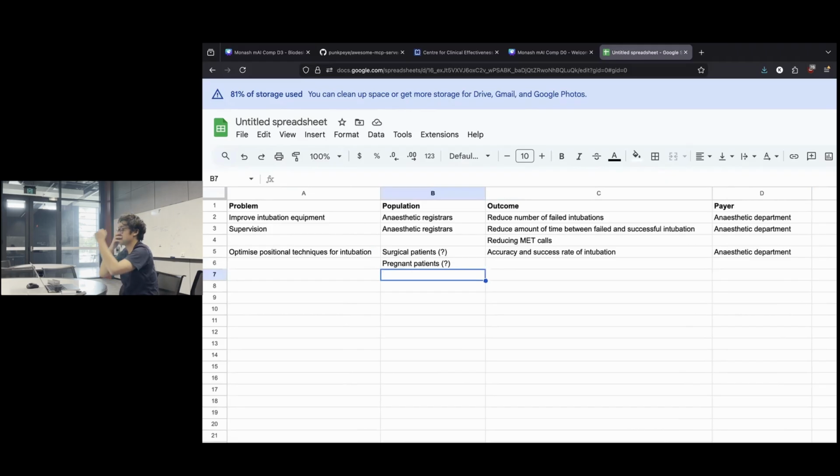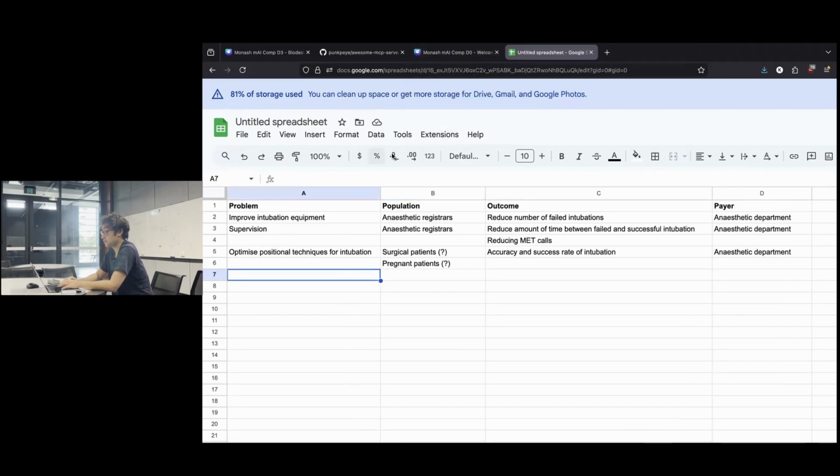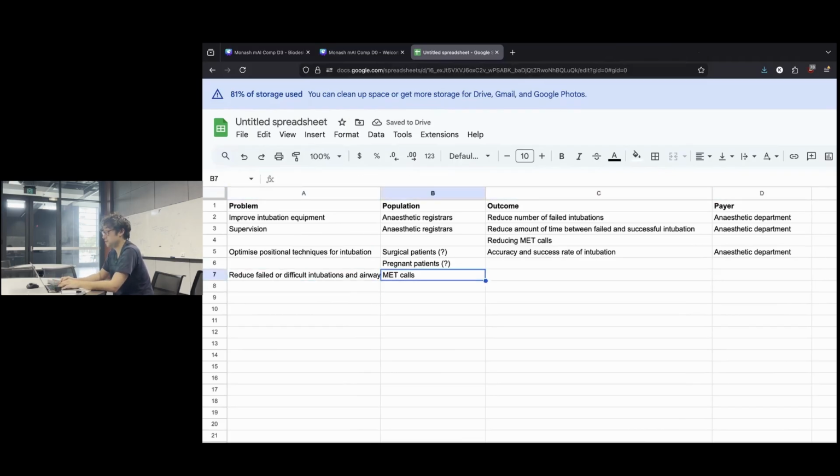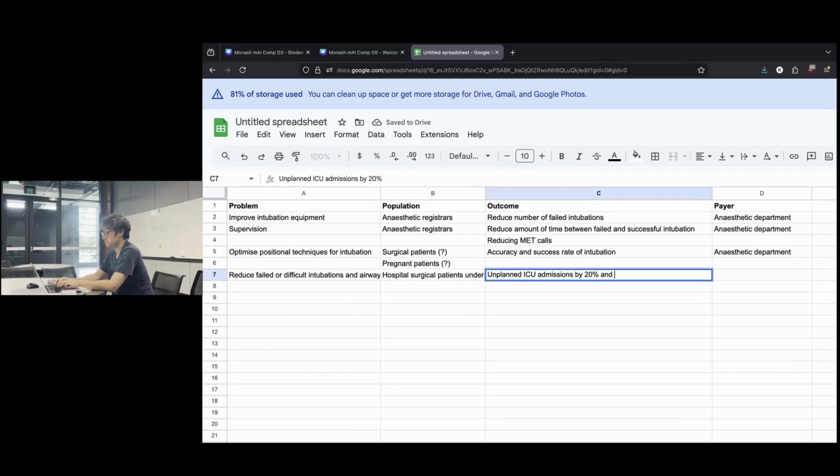Okay, next one. What did you guys think of? Well, my whole statement was a way to reduce failed or difficult intubations and airway-related met calls by at least 30% within 12 months. I also looked at KPIs to give rough percentages. For hospital surgical patients undergoing general anesthesia, in order to decrease unplanned ICU admissions by 20%, cut post-operative airway-related complications by 25%, and reduce average perioperative length of stay by 0.5 days for public hospitals and hospital health services.